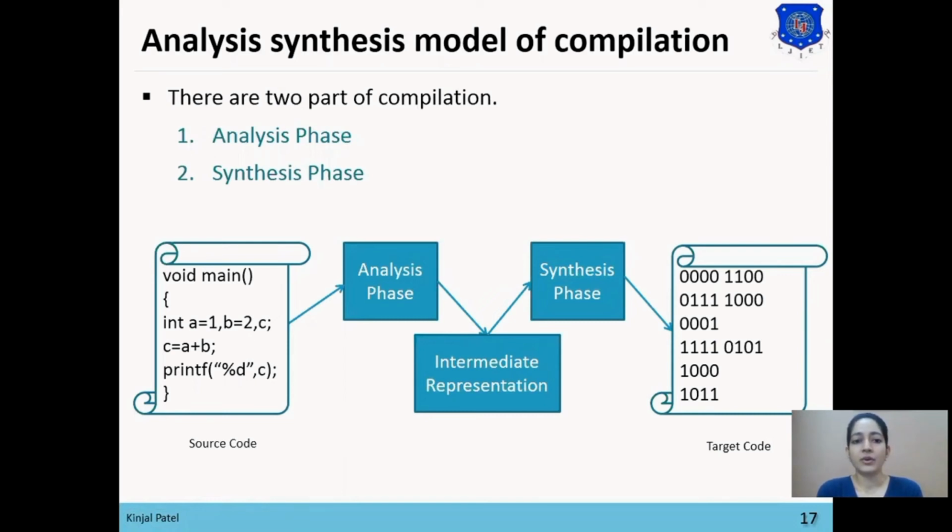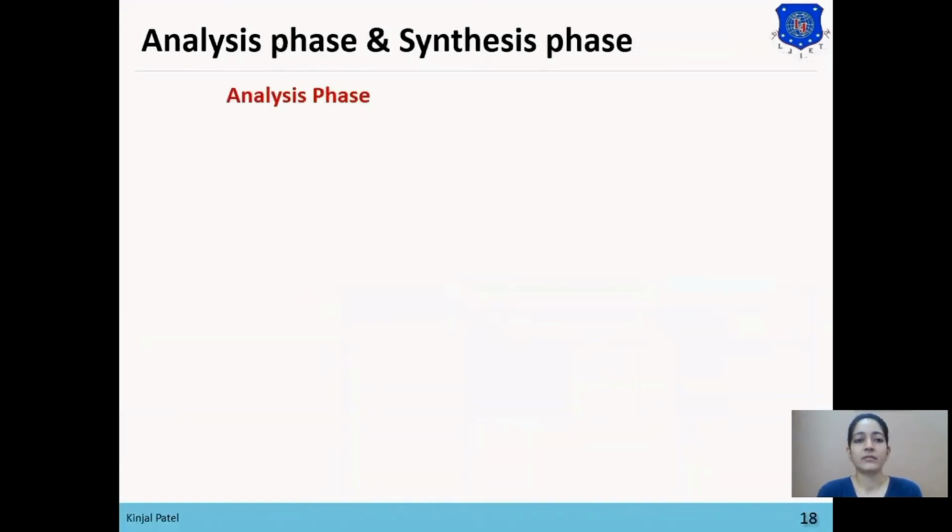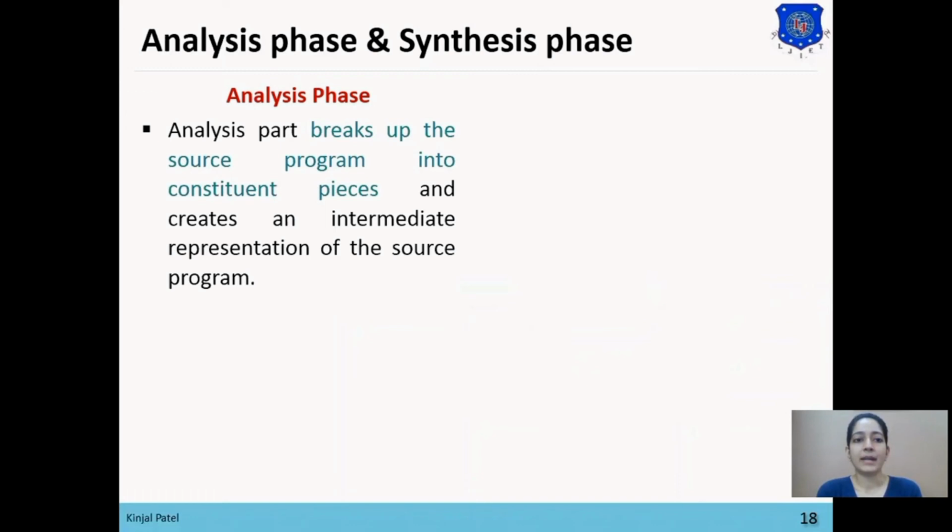So this is the process: first our code is passed to the analysis phase, then the analysis phase will convert it into intermediate code. So this intermediate code is error free. Now that error free code will be passed to the synthesis phase. So the synthesis phase is used to convert it into another form, which is machine language. The analysis part breaks up the source program into different parts and creates one intermediate representation of the code.